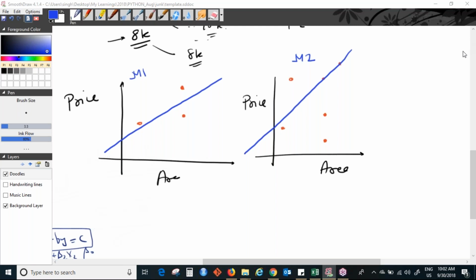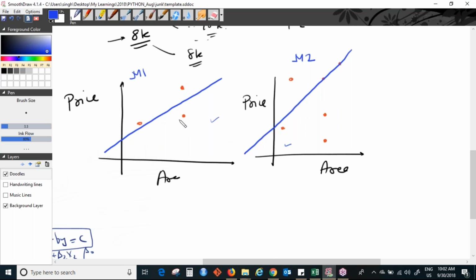Okay. So the answer to this is you cannot say. You cannot say which one is better. It is very difficult because this model is built on 3 points and this model is built on more than 3 points. So you cannot say which one is better unless you find the errors. Unless you find the errors, you cannot say which model is better.